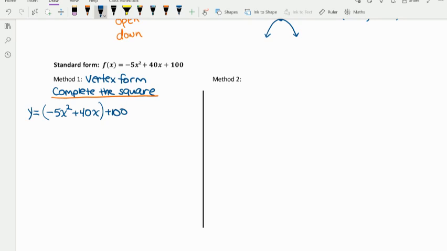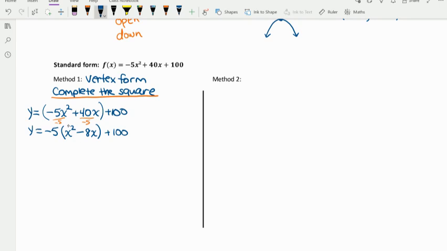We're going to common factor whatever coefficient is in front of x squared. So I'm going to common factor a negative 5. So negative 5 out of here and a negative 5 out of here, which is basically dividing each of them by negative 5. I'm left with x squared minus 8x, plus 100 still stays outside.